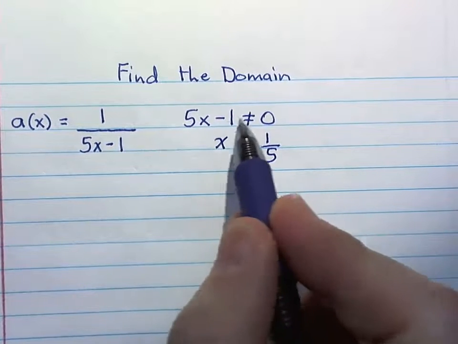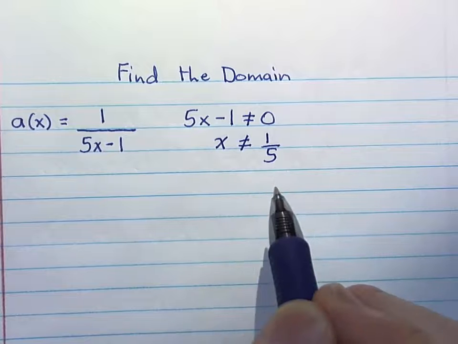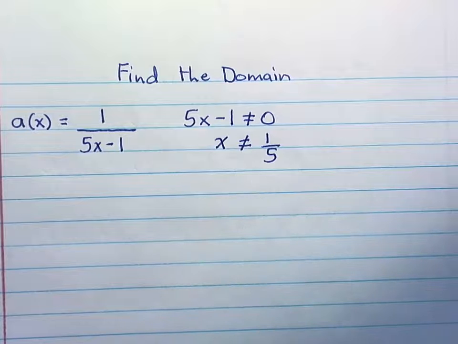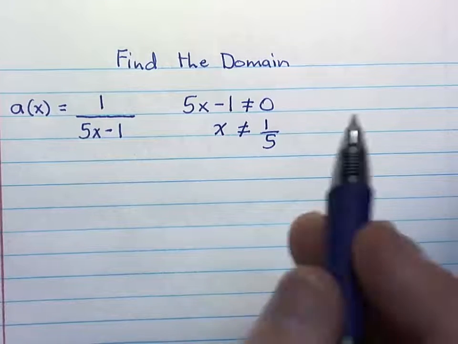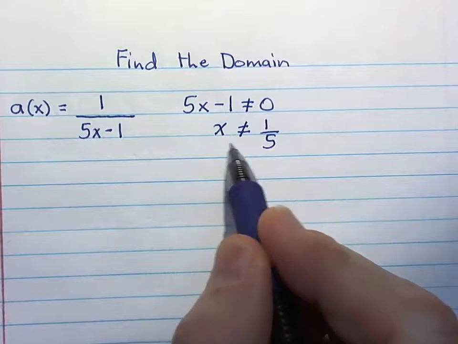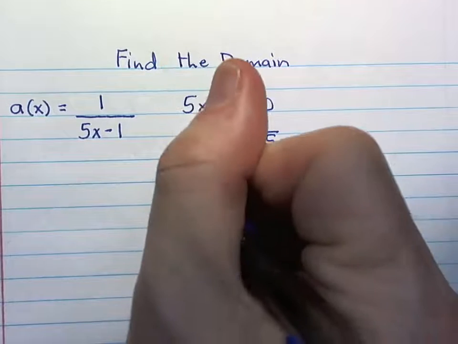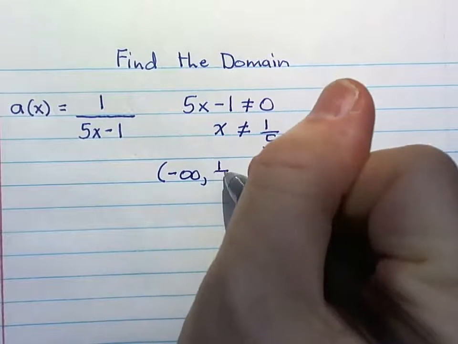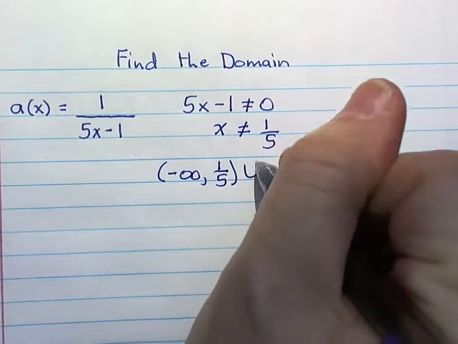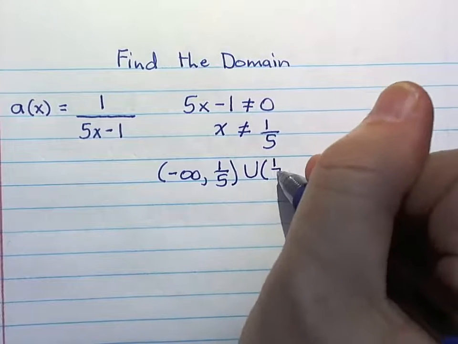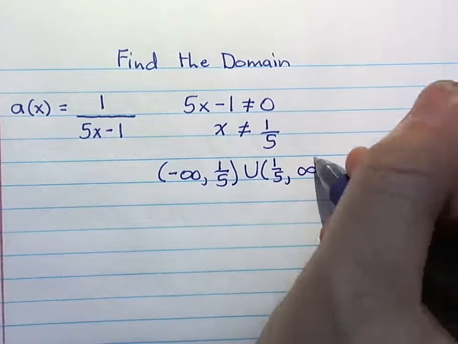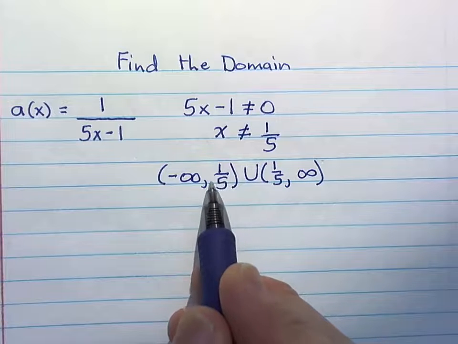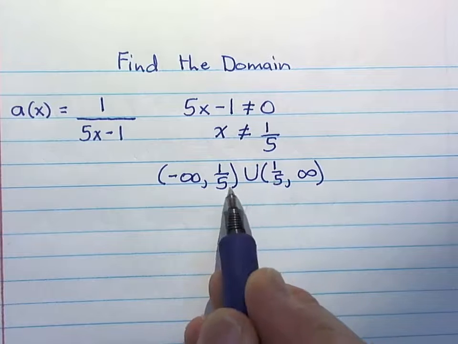Okay? Just solve that for x. So x can't be 1/5. This right here is the domain. Now remember, what we're also doing is using interval notation. So the interval notation would be, we're going from negative infinity to 1/5. Then we kind of jump over 1/5 and go to infinity. So we're going from negative infinity to infinity, except not 1/5. That's what we're leaving out.